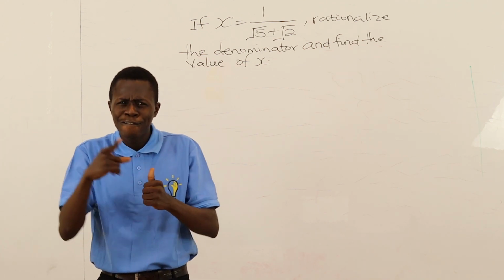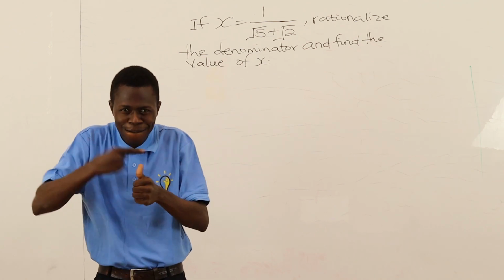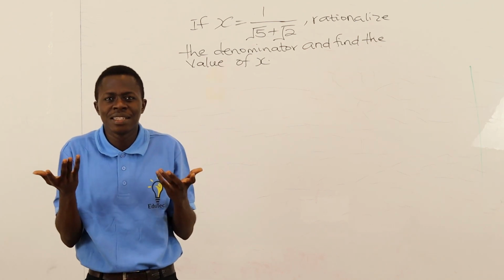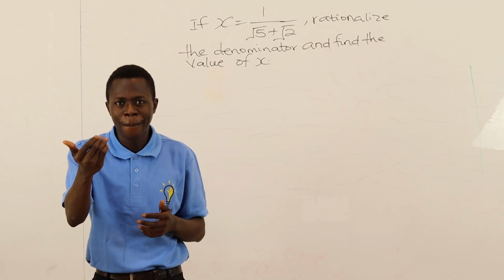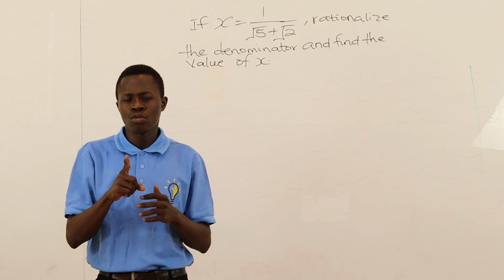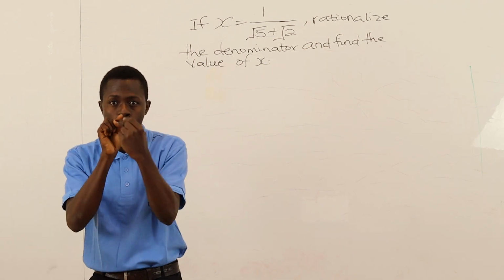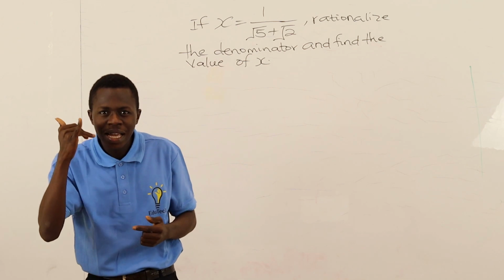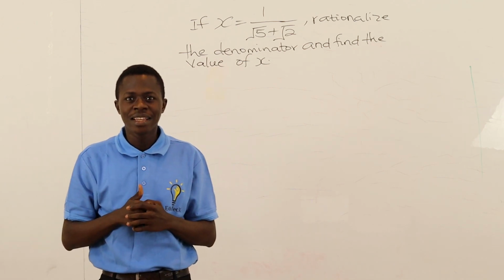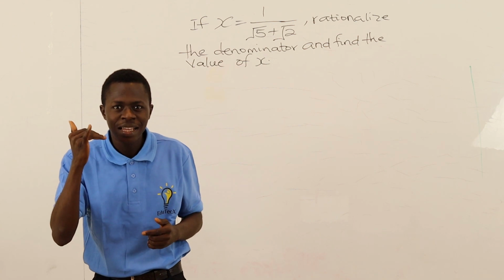Let me ask you, what is the first thing that you do? What is the first thing that you do? Kindly try. Yes. You are very right. The first thing to do is to find the conjugate surd. Why is it important to find the conjugate surd?